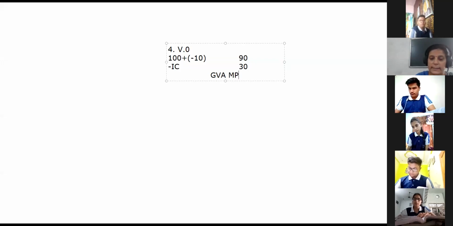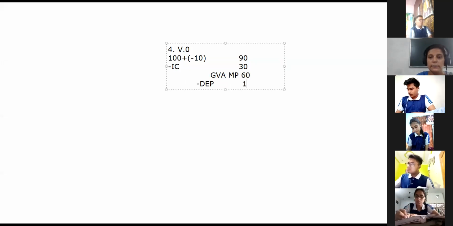This comes out as 60. Now from this subtract depreciation. Depreciation over here is consumption of fixed capital. This is the other name for depreciation, that is 15. And now we get NVA at MP, which is 45.